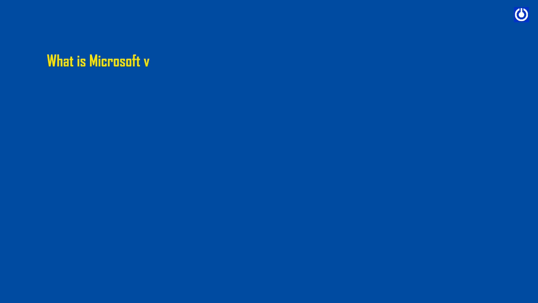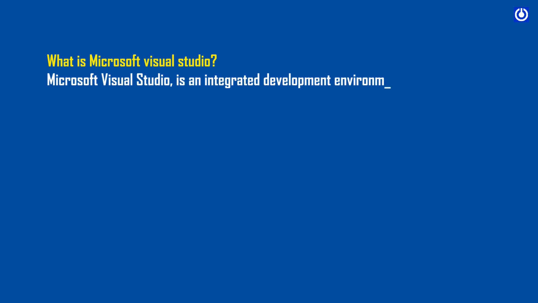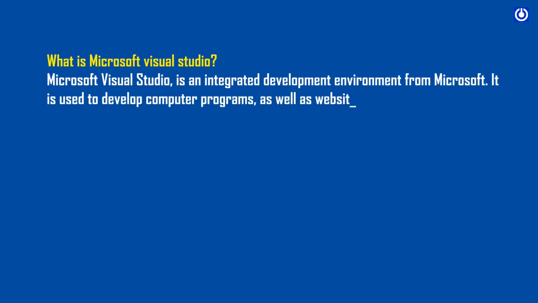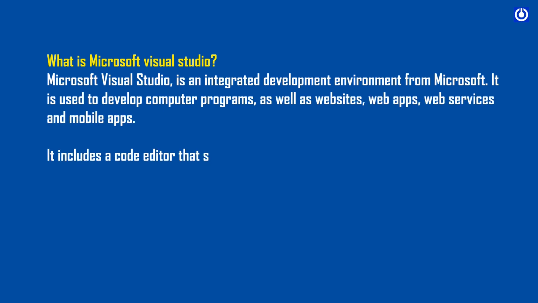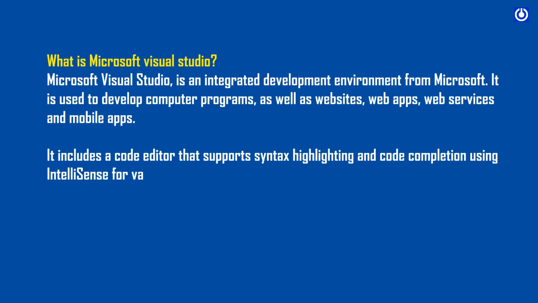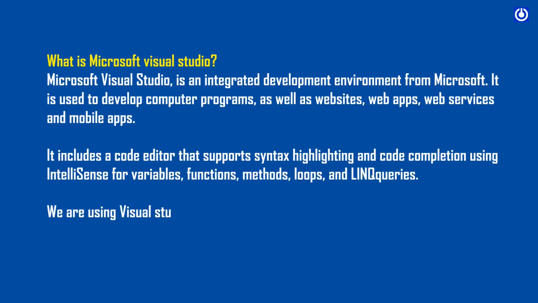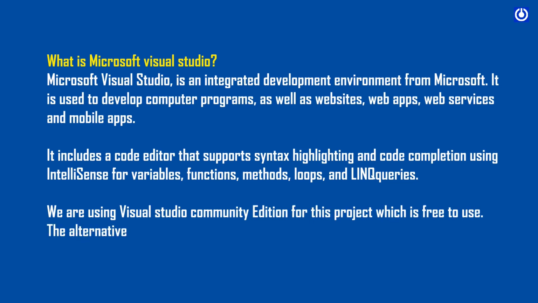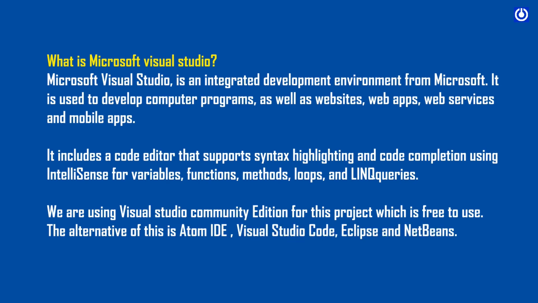What is Microsoft Visual Studio? Microsoft Visual Studio is an integrated development environment from Microsoft. It is used to develop computer programs, as well as websites, web apps, web services and mobile apps. It includes a code editor that supports syntax highlighting and code completion using IntelliSense for variables, functions, methods, loops, and LINQ queries. We are using Visual Studio Community Edition for this project, which is free to use. The alternatives are Atom IDE, Visual Studio Code, Eclipse and NetBeans.